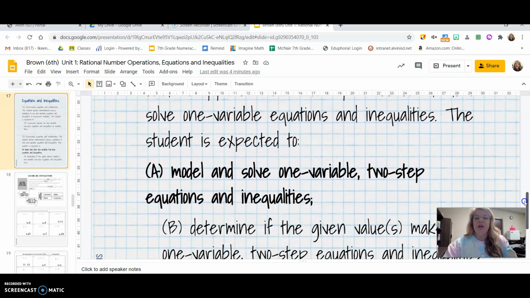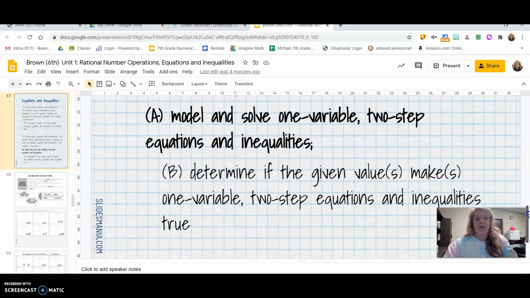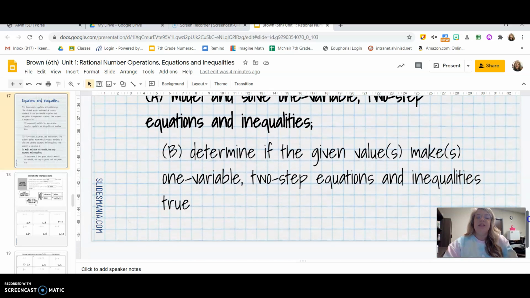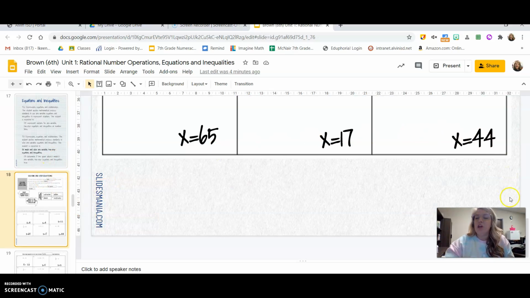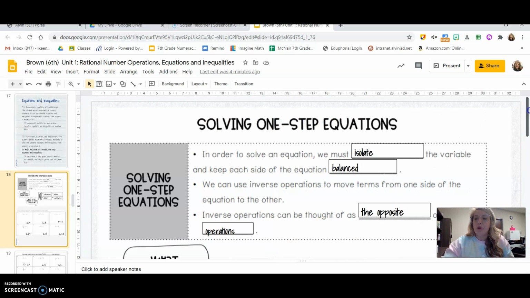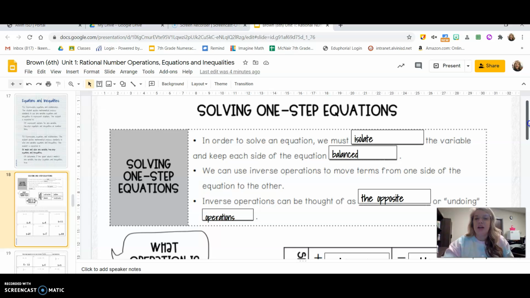7.11a is to model and solve one variable, two-step equations and inequalities. The second part, 7.11b, is to determine if the given values make one variable, one-step equations and inequalities true. So they might give you your variable and have you plug it back into the problem. We'll talk about a couple of those too. But for now, we are just reviewing what you either learned in your 5th APA class or in the Summer Bridge program, because this is 6th grade content.